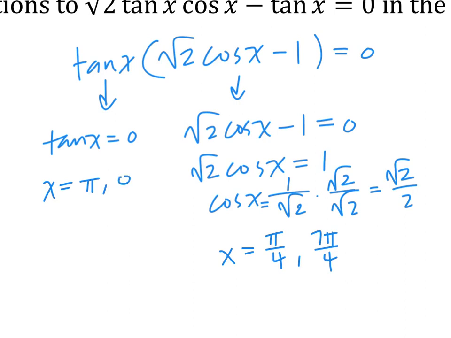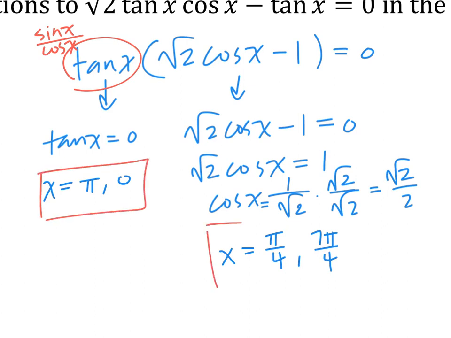All right, let's double check. Tangent may have a problem because tangent means sine over cosine. Is there any out of those 4 answers that makes cosine 0? Because that's my denominator. So tangent x is really sine over cosine. That means I have a denominator. So I have 4 answers. Do any of those make cosine 0? It does? Where? No. Nothing makes cosine 0. Therefore, all 4 of them are my answers.